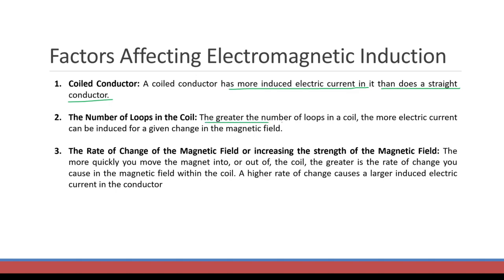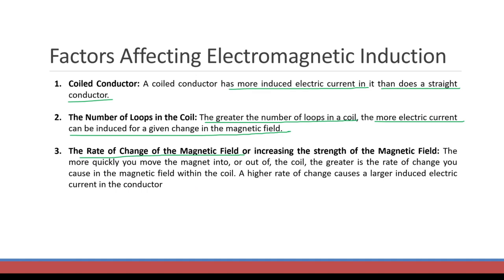The greater the number of loops in a coil, the more electric current can be induced for a given change in the magnetic field. And lastly, number three, the rate of change of the magnetic field. So we said that the current comes from changing of the magnetic field, and intuitively it makes sense that the more you change this, the more current you're going to get.